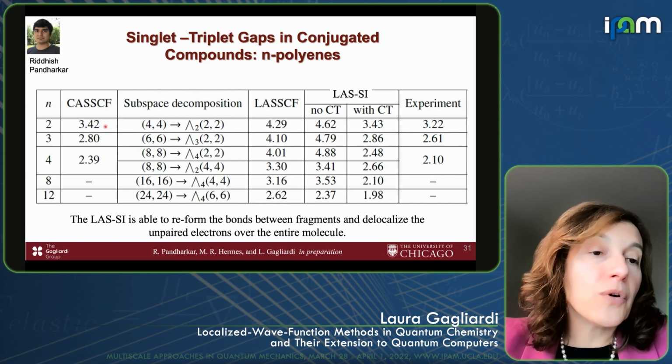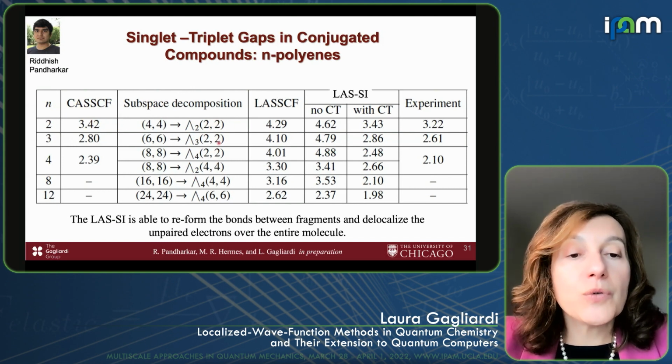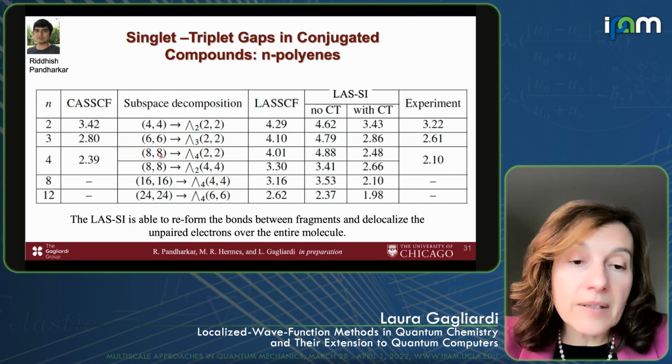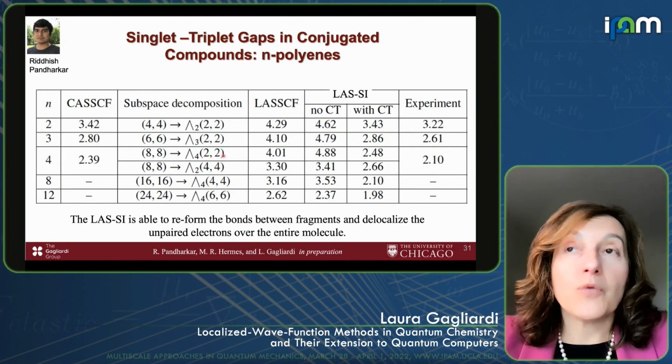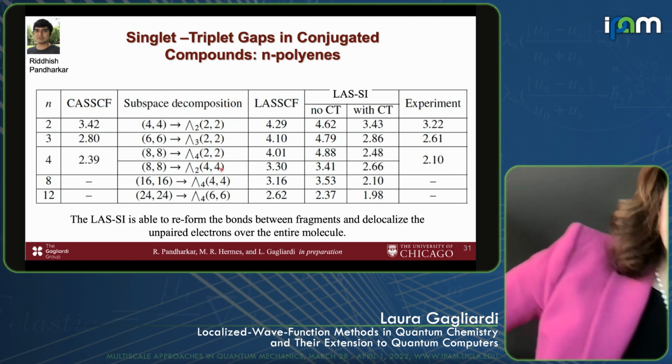So the 4 in 4 for the diene, we write it as a product of 2 in 2 and 2 in 2. The 6 in 6 as a product of 3 in 3 and 3 in 3, and then there are different ways in which we can partition the 8 in 8, either as a product of 4 in 4 and 4 in 4, or as a product of 2 in 2 and 6 in 6, and so on.